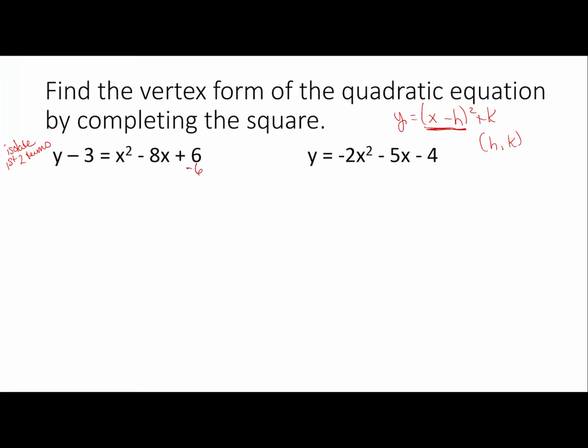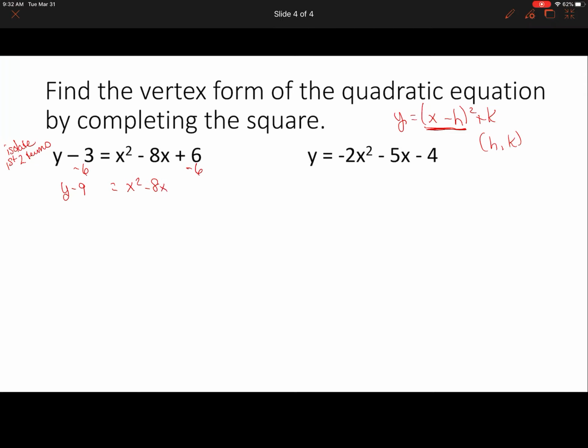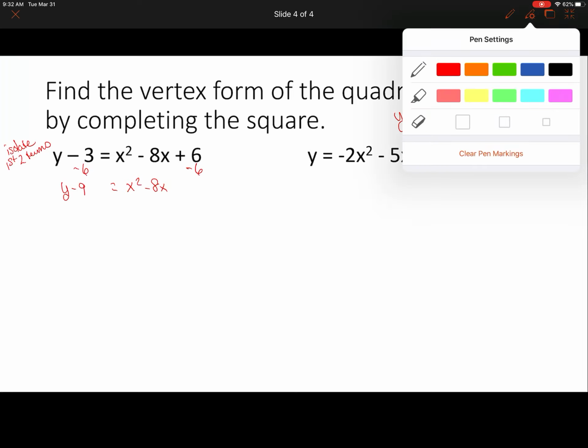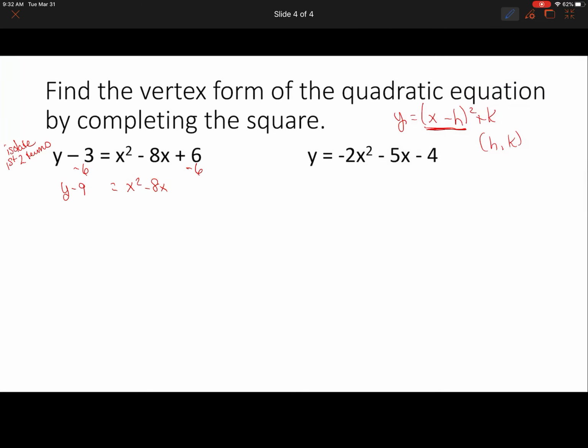So we're going to subtract 6 from both sides, and y minus 9 will be equal to x squared minus 8x. Now we've got that x squared minus 8x, so we need to go in and change it so that we have a perfect square trinomial. That means those 8 tiles are going to be split evenly in half. So 1/2 of 8 is going to be 4, and when we square that 4, we're going to get 16. So we're adding 16 to this side.